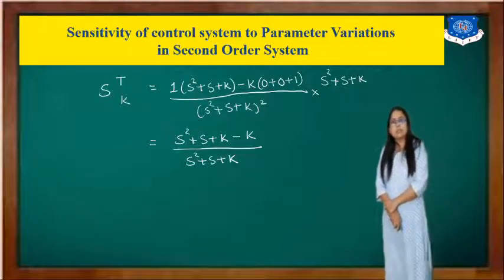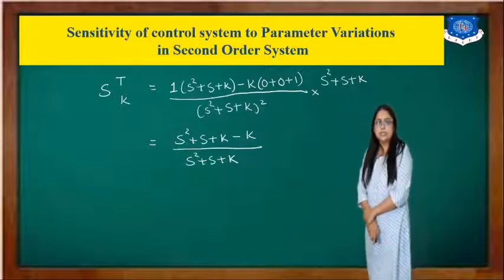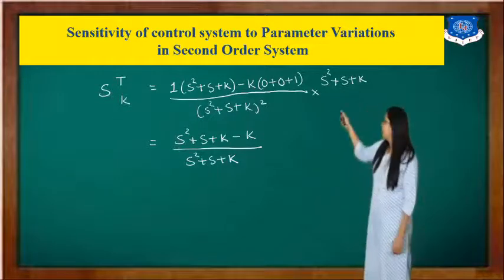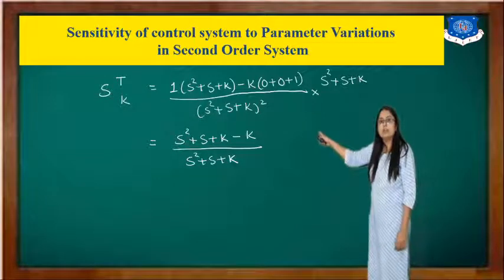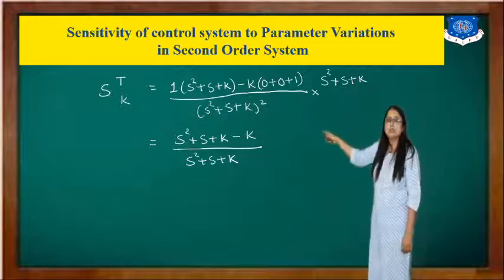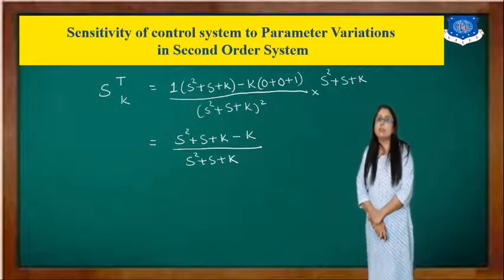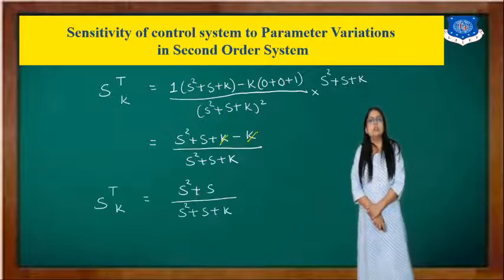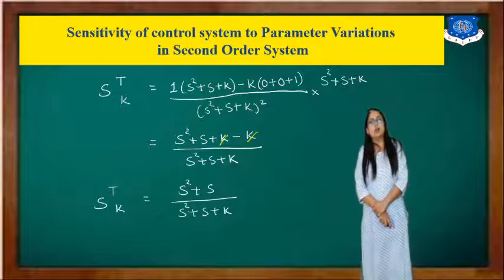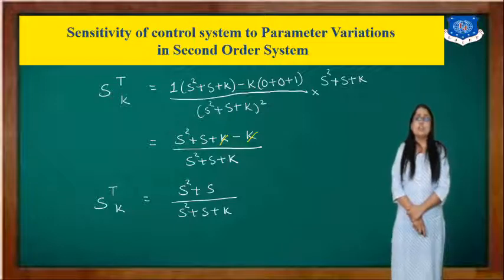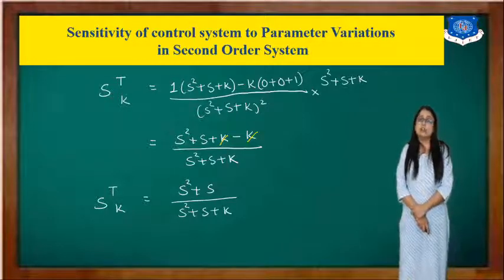Okay, so what we get? S square plus S plus K minus K, and this as it is. Because here we have this term, and here we have a square, so one is cancelled. So in the denominator we will get S square plus S plus K. Now this K is cancelled. So S square plus S upon S square plus S plus K. So this is the equation of the sensitivity in a second order system.